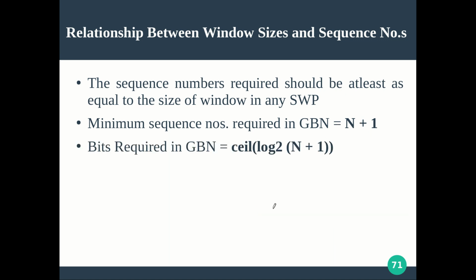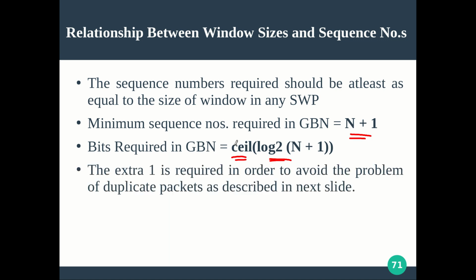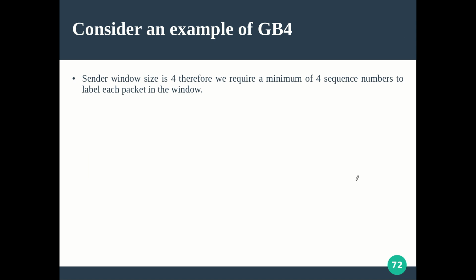So if n plus 1 is the number of distinct sequence numbers we need, then we take the logarithm of it and take the ceiling of it, and that will give you the number of bits required to represent this sequence number field. So this extra 1 is required in order to avoid the problem of duplicate packets as described in the next slide. So we are going to describe that situation. We will take an example of go back 4 and try to explain the scenario.